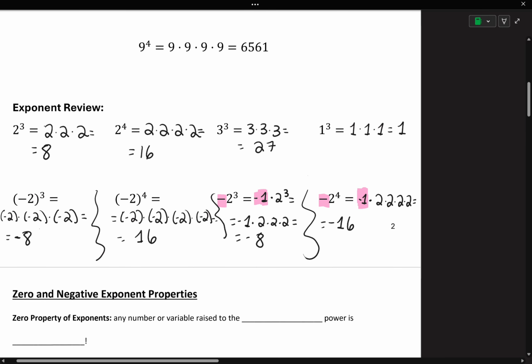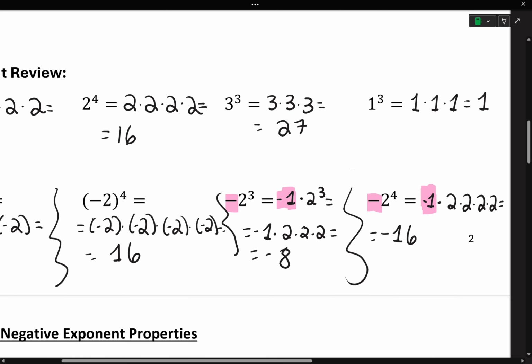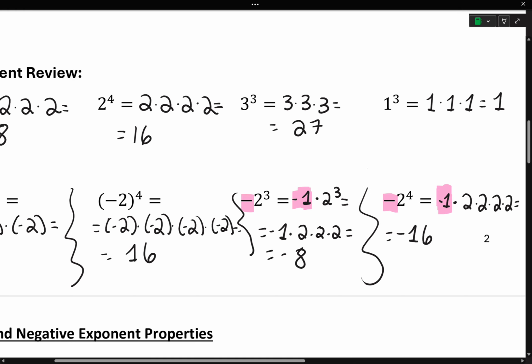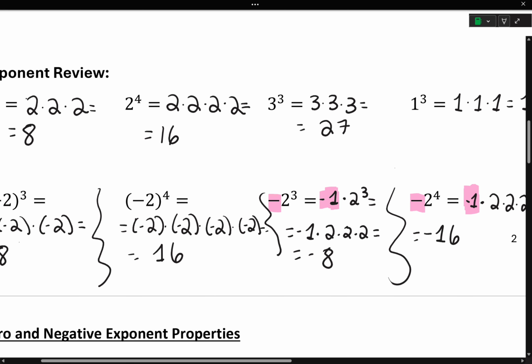-2, right, or when we raise it to the power of 4, we're taking -2 and multiplying it by its own self 4 times. When we have a negative and then a 2 to the power of 4, there is that implication of a -1. Okay, so if the base is negative, but the negative is not in parentheses, the base itself is positive. I know it's kind of weird, but this is a difference.